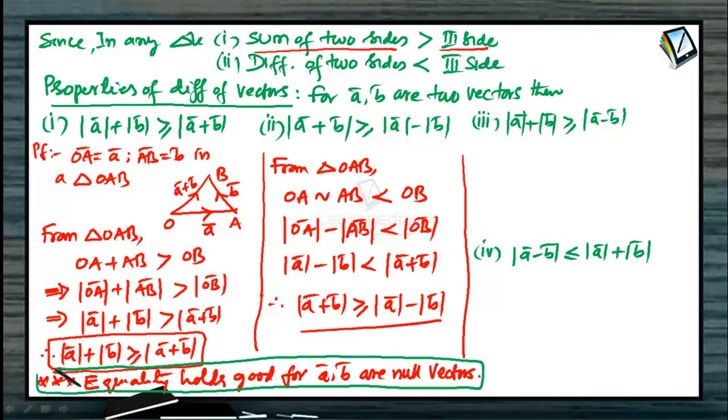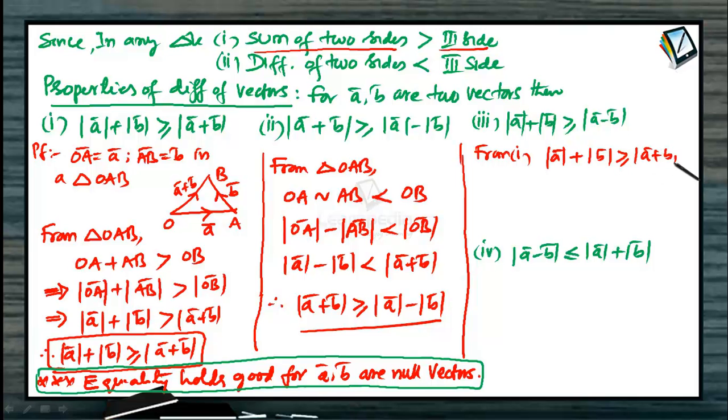Next, the third one: we need to prove mod A bar plus mod B bar is more than or equal to mod A bar minus B bar. From the first property, mod A bar plus mod B bar is more than or equal to mod of A bar plus B bar. And mod of A bar plus B bar is obviously more than or equal to mod of A bar minus B bar. Therefore, from the transitive property, mod of A bar plus mod of B bar is more than or equal to mod of A bar minus B bar. Equality holds good when A bar and B bar are null vectors.